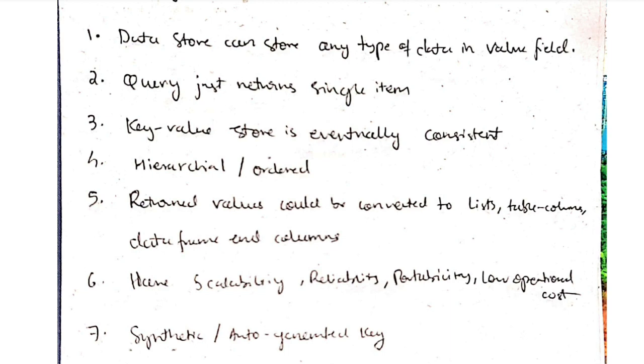Then E, encrypted, right? So E is eventually consistent. Key value store, even if initially it is unstable, eventually it will become consistent.